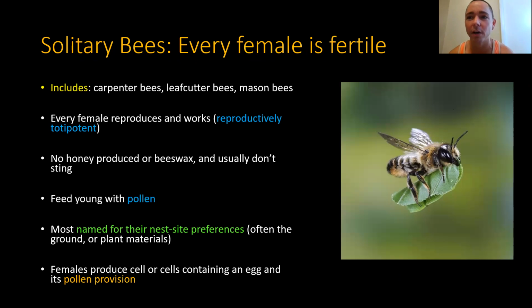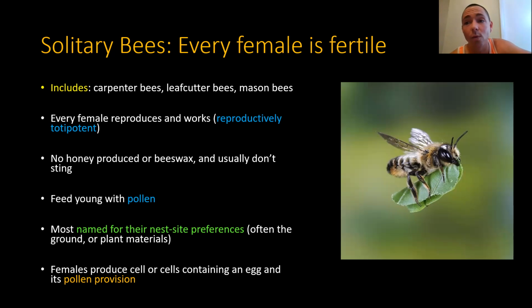Totipotent means that you're capable of achieving all of the tasks necessary for you to be a functional organism on your own. So if you're reproductively totipotent, it means you can reproduce on your own. You are capable of doing that essential property of life. In a eusocial society, those sterile workers are not totipotent because they can't reproduce on their own. They can't make the next generation on their own. They are not totipotent, capable of all of the necessary features to be a functional organism on their own.